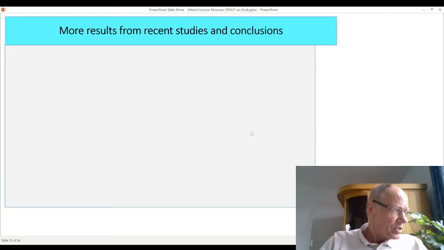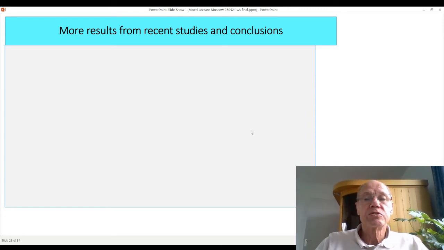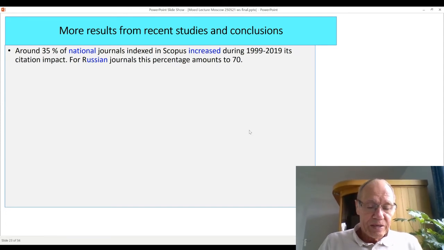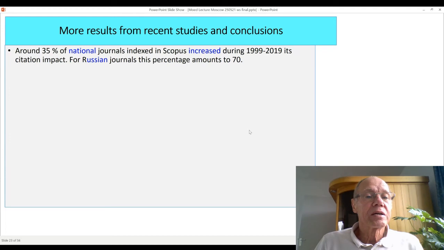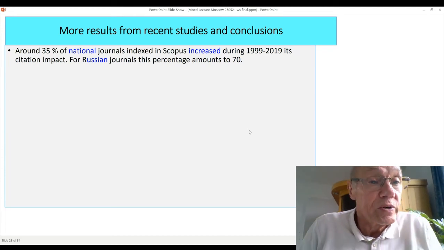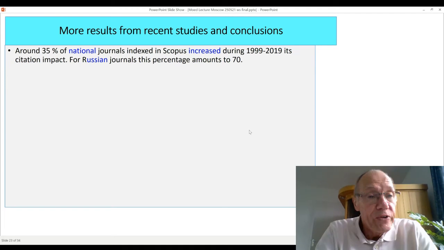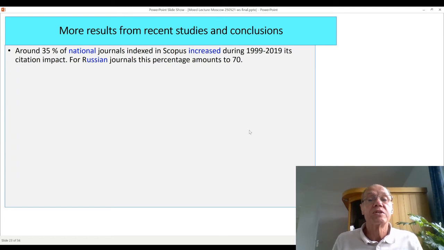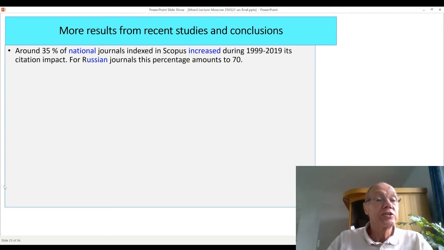I would like to present results from more recent studies and some conclusions. I first would like to make clear that we have done studies in which we found that about 35% of national journals indexed in Scopus increased their citation impact significantly. And for Russian journals, this percentage amounts even to 70%, which is twice as much as we found for all national journals in Scopus.